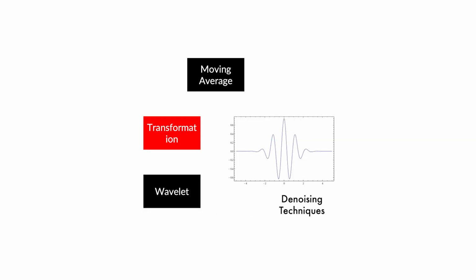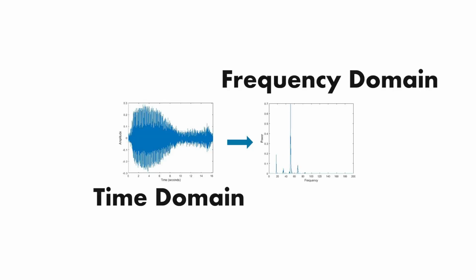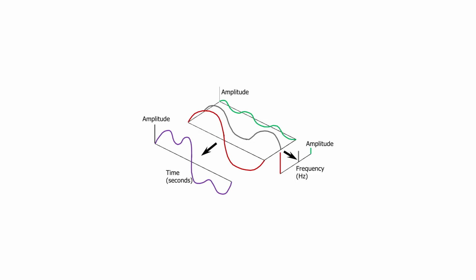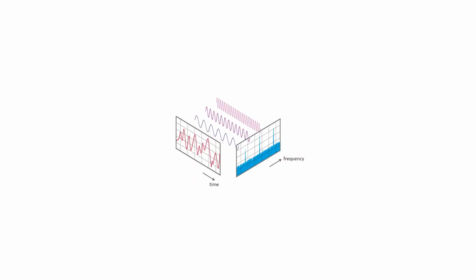Now let us talk about frequency domain filtering. Transforming a signal into the frequency domain, using, for example, the Fourier transform, allows the separation of signal components based on their frequencies. Noise, especially high frequency noise, can be isolated and removed before transforming the signal back to the time domain.